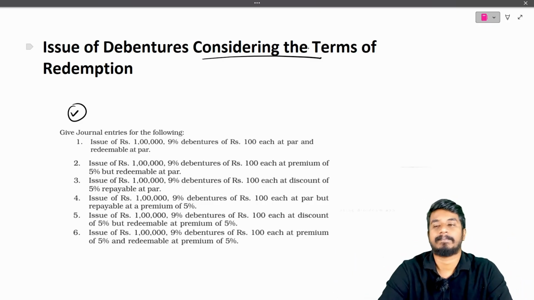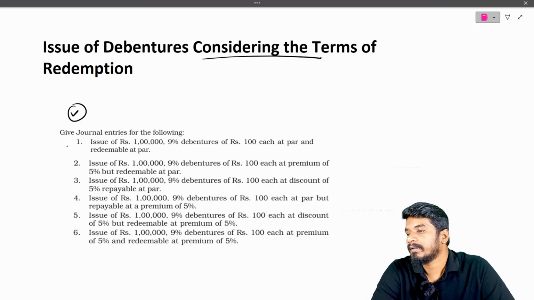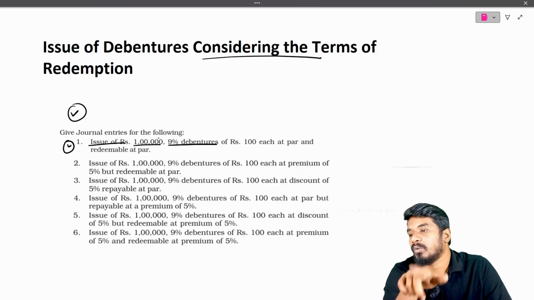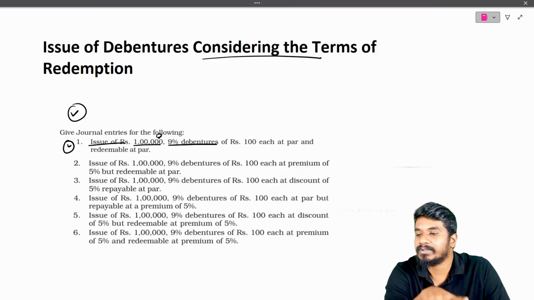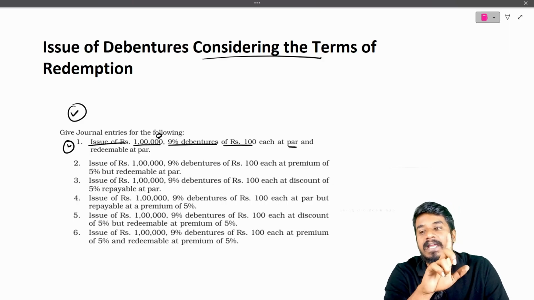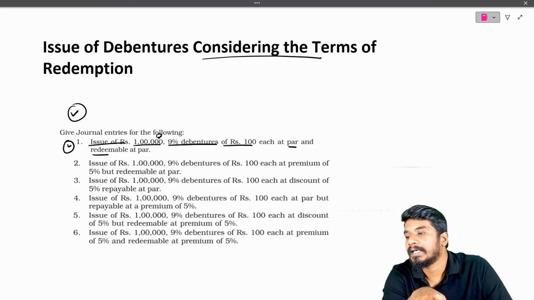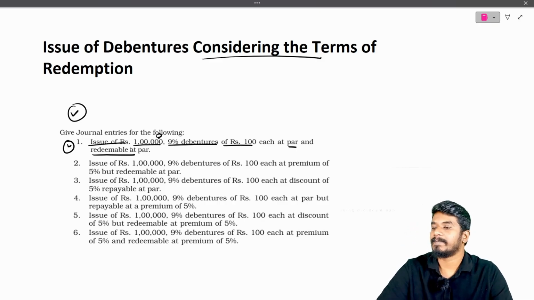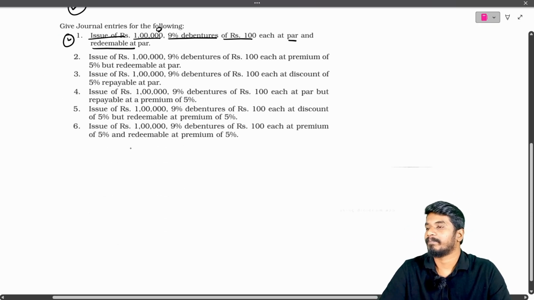Let us start. The first thing in the question is issue of rupees 1 lakh worth of 9% debentures of rupees 100 each at par. They have issued at par and redeemable at par. This is your first case, so let us solve it.